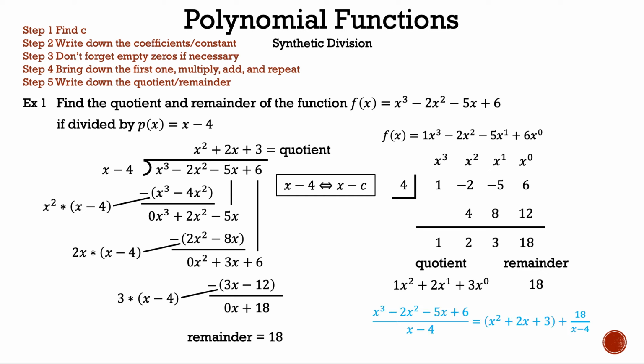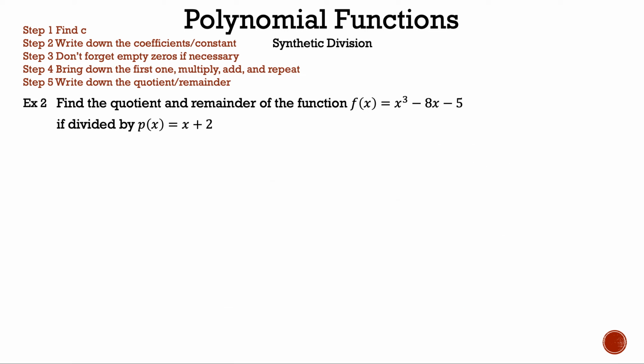That is example 1. Let's move on to example 2. Now, let's read the question. Find the quotient and remainder of the function f of x is equal to x cubed minus 8x minus 5 if divided by p of x is equal to x plus 2.